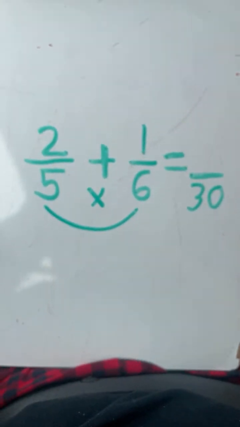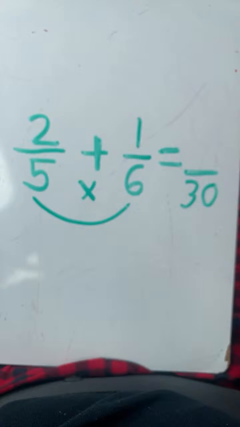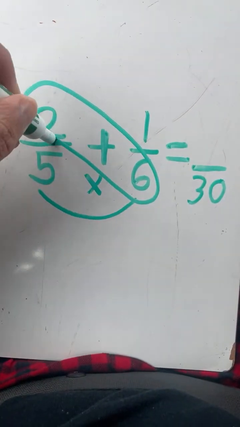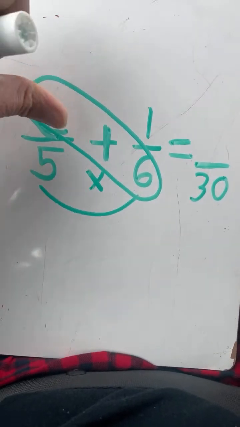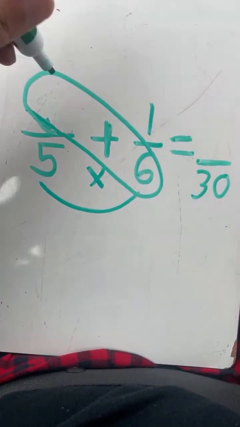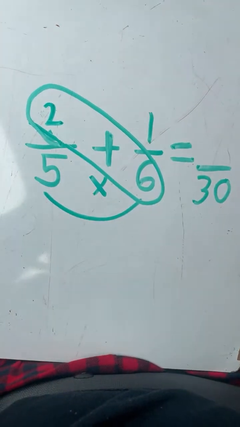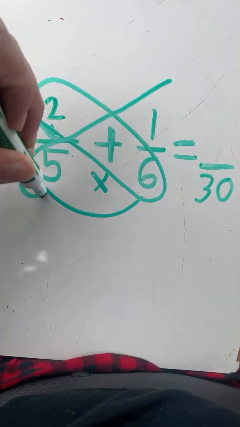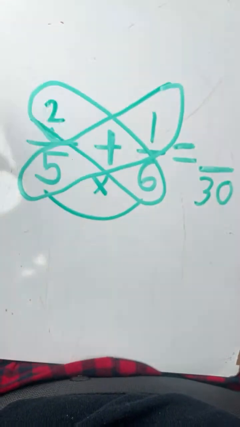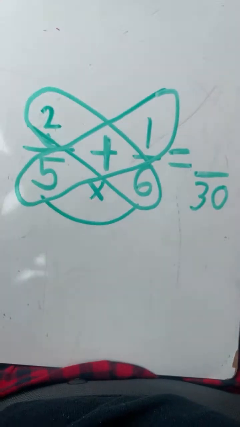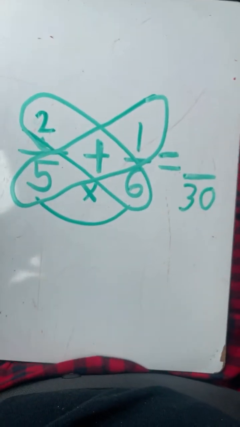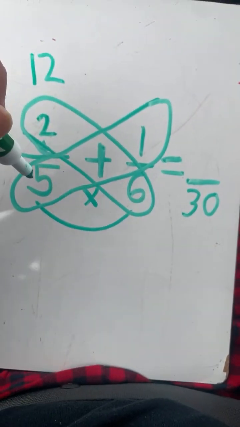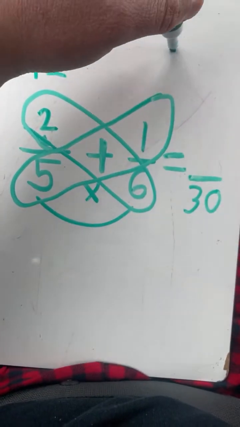Now to get our two numerators, we have to multiply each numerator times the opposite denominator. So we're going to multiply 2 times 6. Let me make the two a little more distinct. And then we're going to multiply 1 times 5. They call this the butterfly method because it is in the shape of a butterfly. So 2 times 6 equals 12. 5 times 1 equals 5.